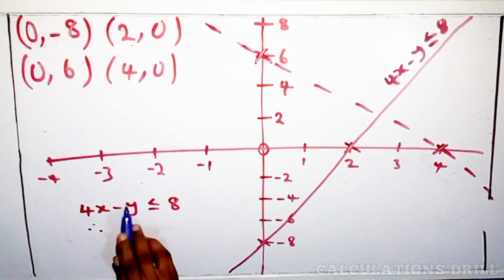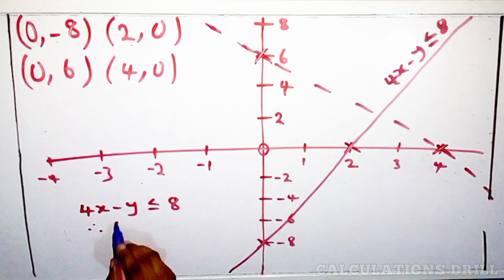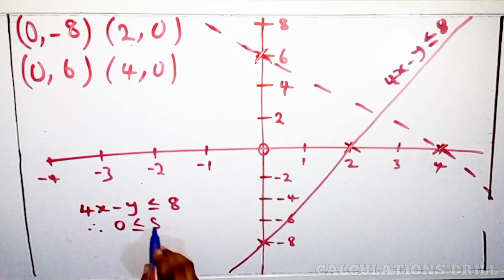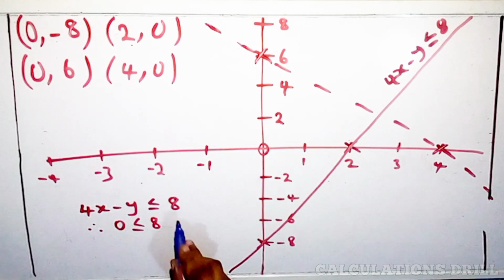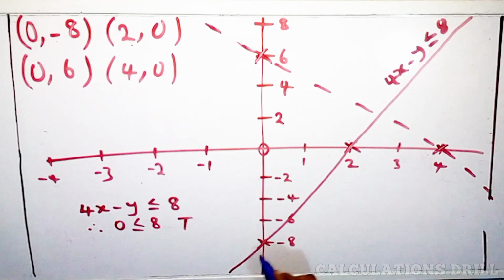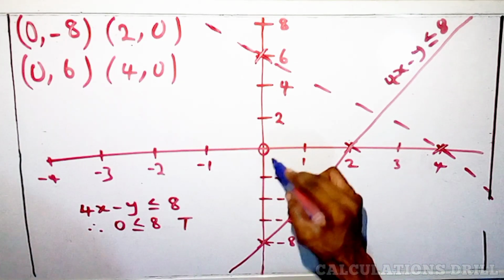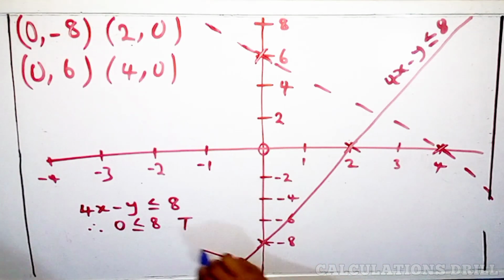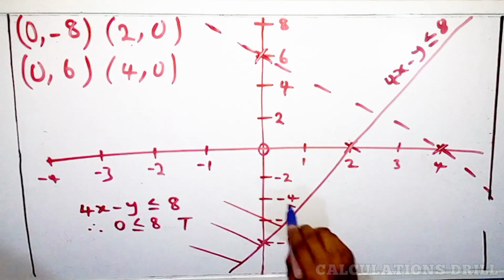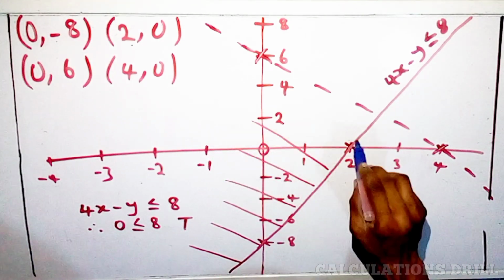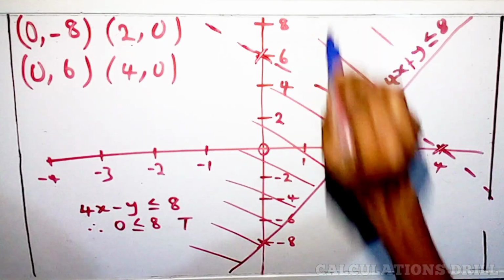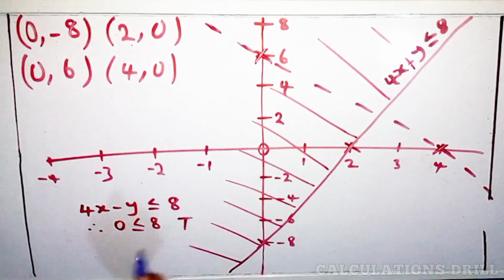As I told you earlier on, anywhere you see x and y, you put 0. And when you did that now, we got 0 is less than or equal to 8. Is that true? Yes, that is true. So if it's true, we're going to shade to include the origin. That's what you can see.